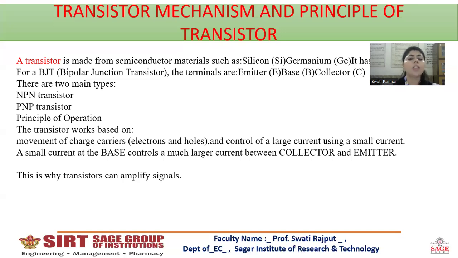What is the principle of operation? The transistor works based on movement of charge carriers. It can be either holes or electrons, and it controls a large current using a small current. A small base current controls large collector current and emitter current. This is why a transistor can amplify signals and can be used like a switch. What does a switch do? Either it can be turned on or it can be turned off.